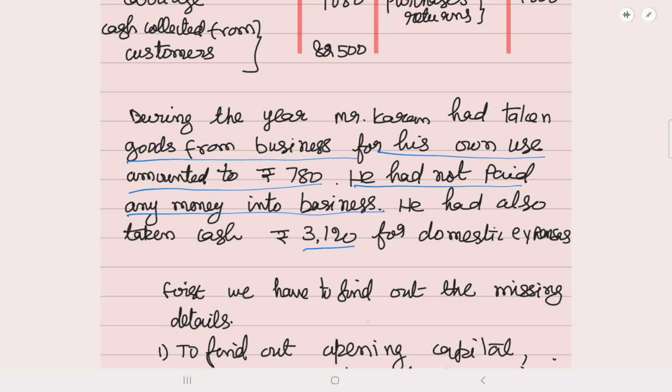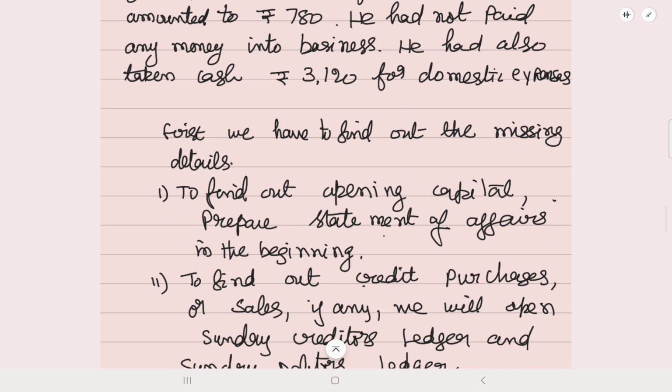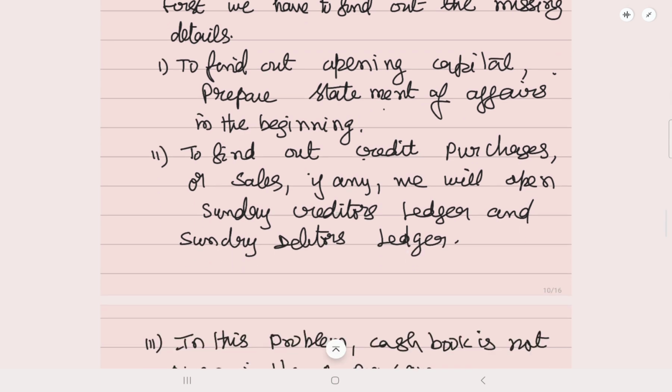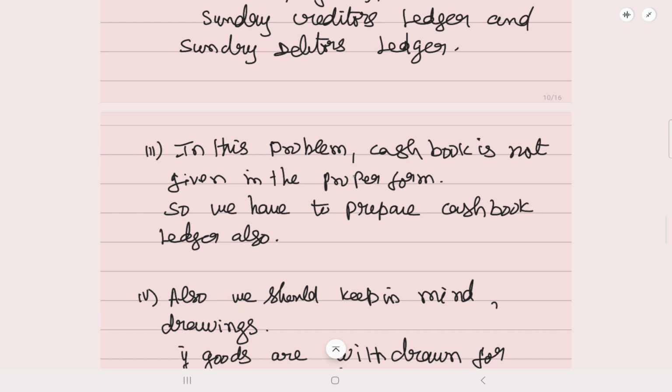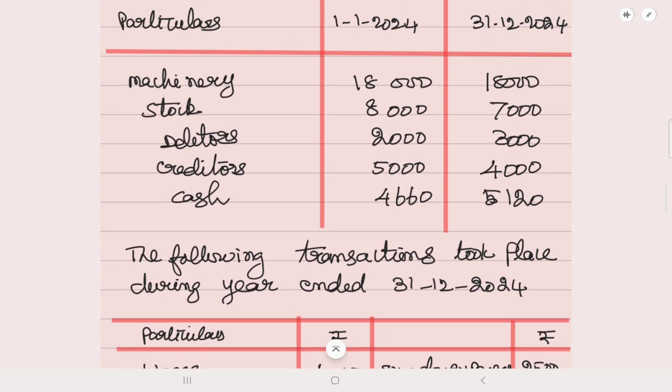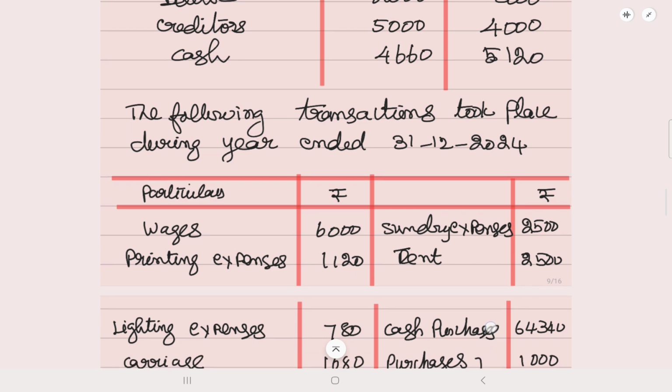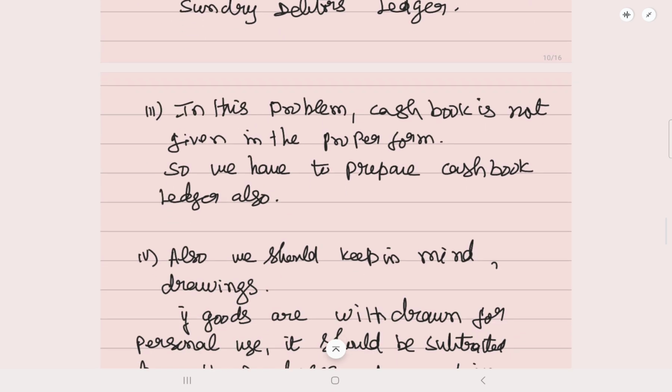First, we have to find out the missing details. To find out opening capital, prepare statement of affairs in the beginning. To find out credit purchases or credit sales, if any, we will open sundry creditors ledger and sundry debtors ledger. In this problem, cash book is not given in the proper form. So we have to prepare cash book ledger also. So cash transaction only is given. It is not in the proper form. So we have to find out cash book also.